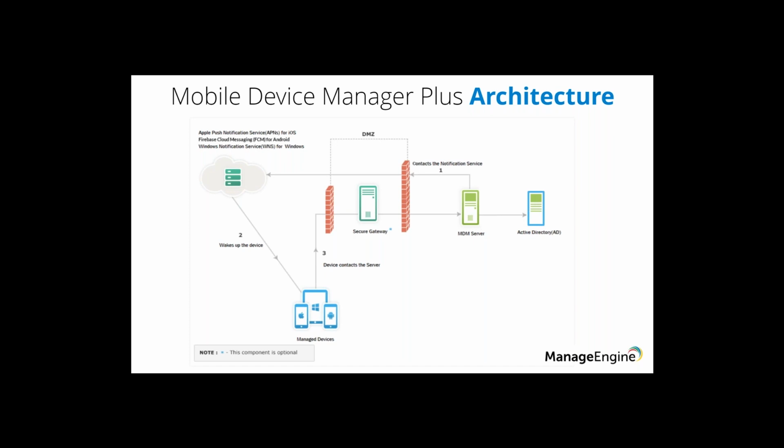We have adopted a universal architecture which comprises three main components: the mobile devices that are owned by you, the MDM service that is provided by us, and the notification services that are maintained by the device vendors. The notification services would be the Apple Push Notification Service for your iOS devices, Google's Firebase Cloud Messaging for your Android devices, and the Windows Notification Services for your Windows devices.